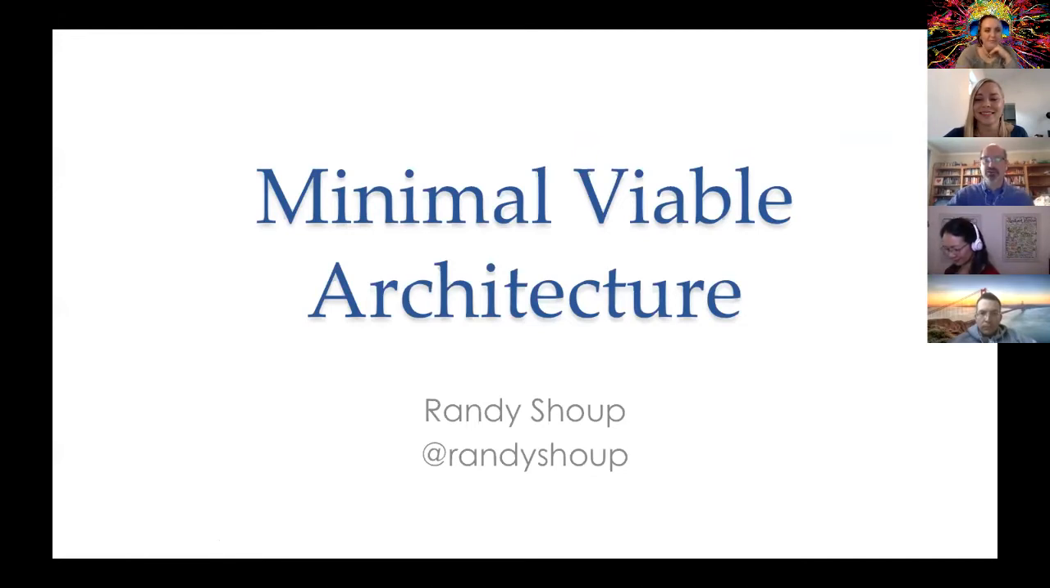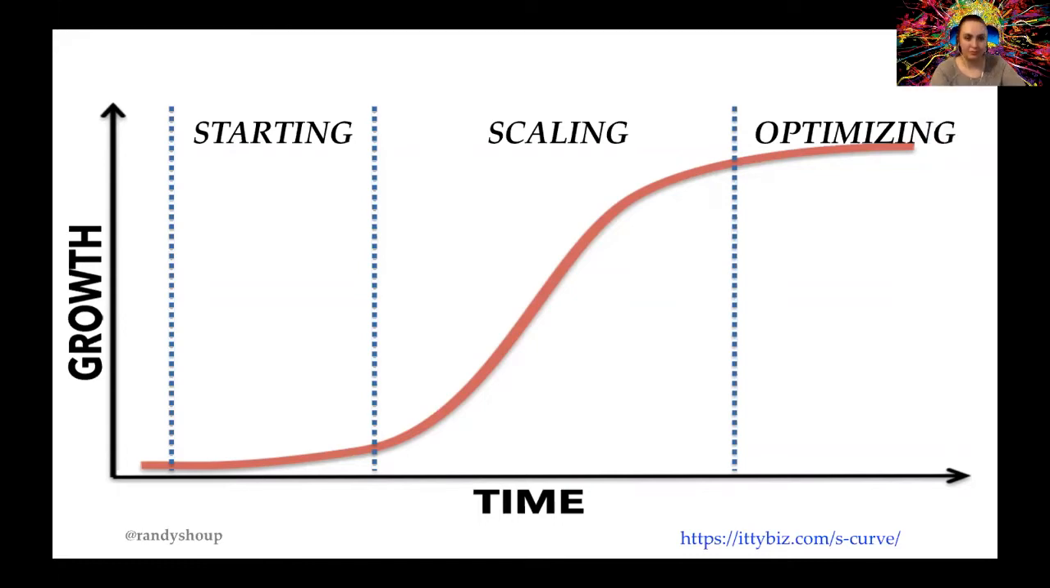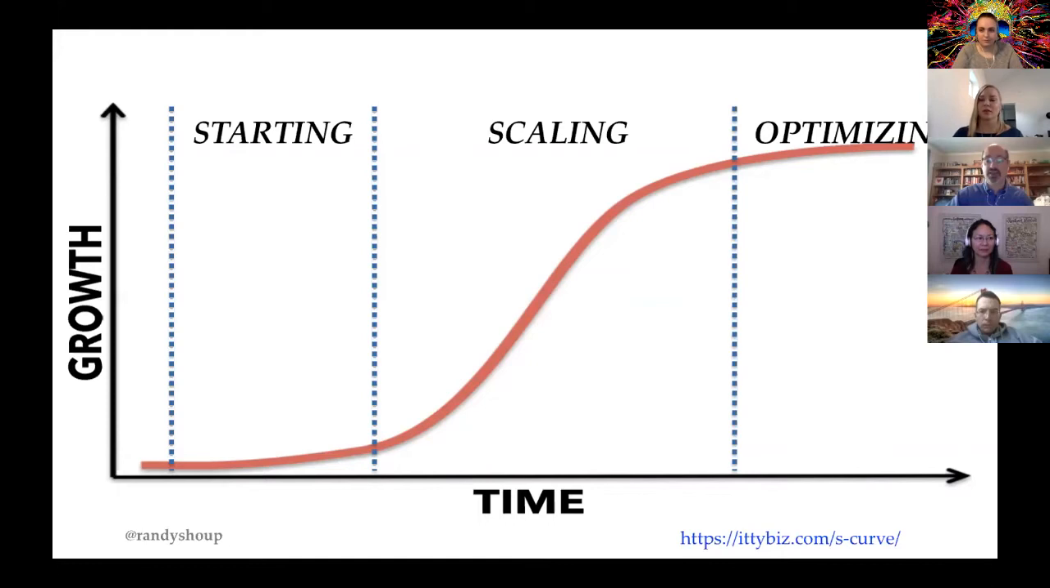So I'm Randy Shoup, and I'm going to talk a little bit about minimal viable architecture. So this is the life cycle of a company or a product. Like most things that we do, it follows this sort of S curve here. So we're going to start off slow. If we're lucky, we'll talk about that. We might be scaling really fast, and then things will tend to level off at the end. And the structure of this talk is about trying to figure out what's the appropriate software architecture to have at the different phases of our company, and also to try to recognize what phase we're in to help us figure out what's the appropriate architecture to have.